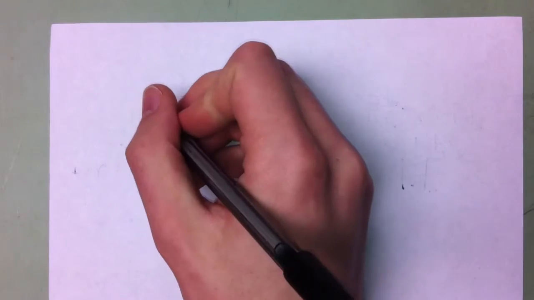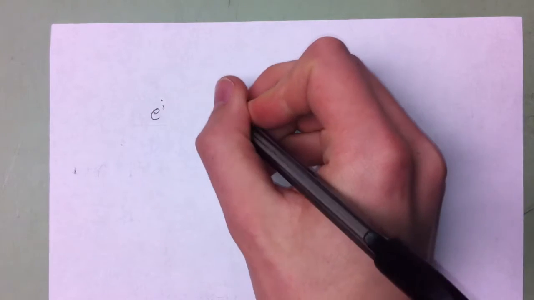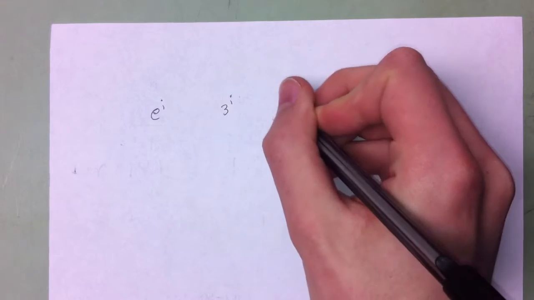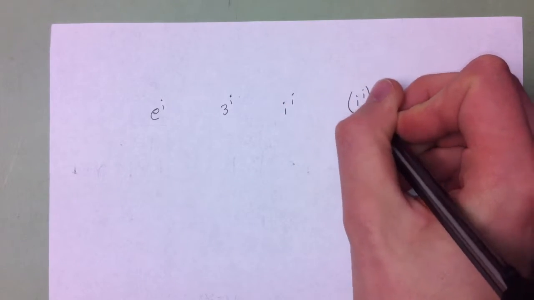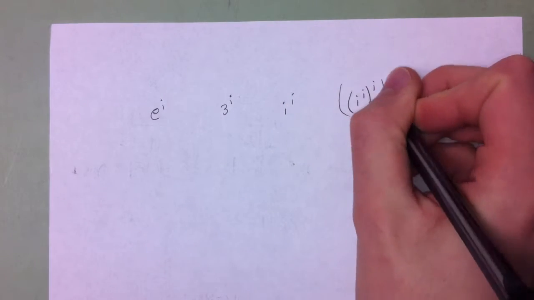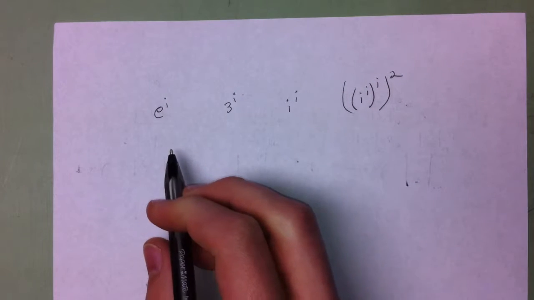So in this video we're just going to be doing some examples of using Euler's form to figure out the values of some pretty odd expressions. So we're going to start with e to the i here.